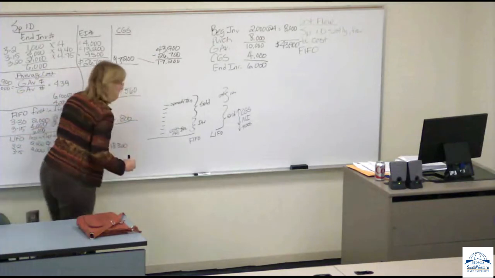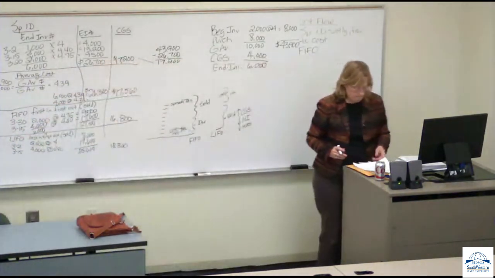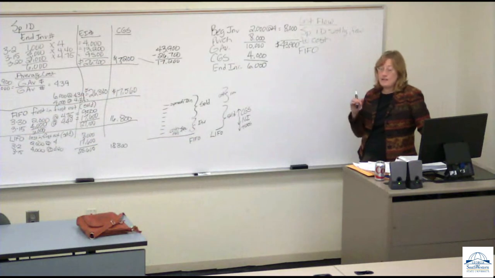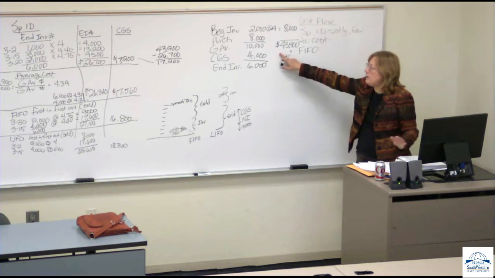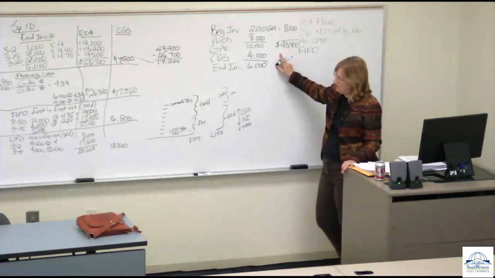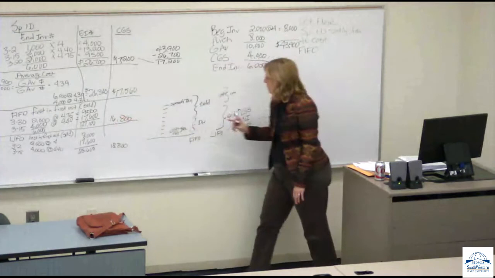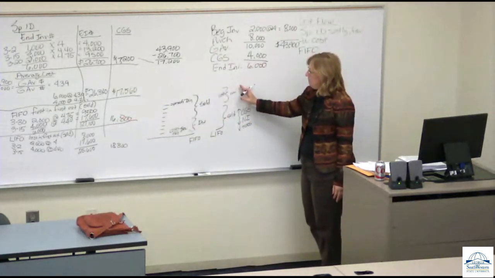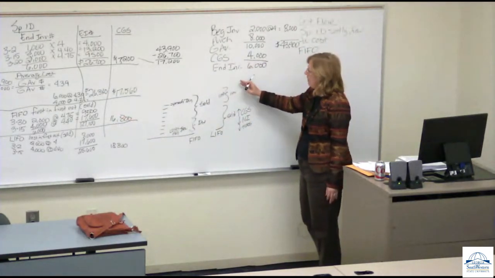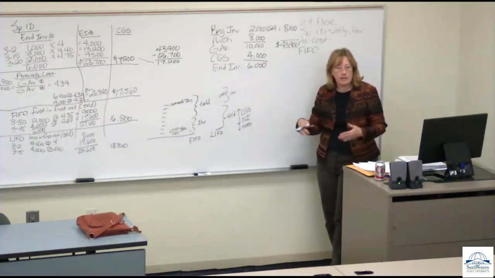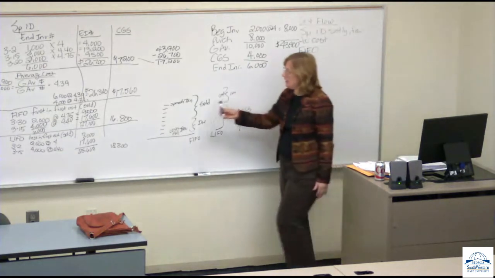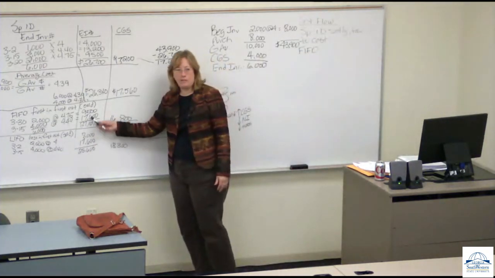$18,300. Now, instead of subtracting that, what could we have done? For cost of goods sold, we need 4,000 in cost of goods sold. Under last in, first out, these guys would be in cost of goods sold, right? We could actually calculate it all out, just like we calculated these out. Do you see what I mean?